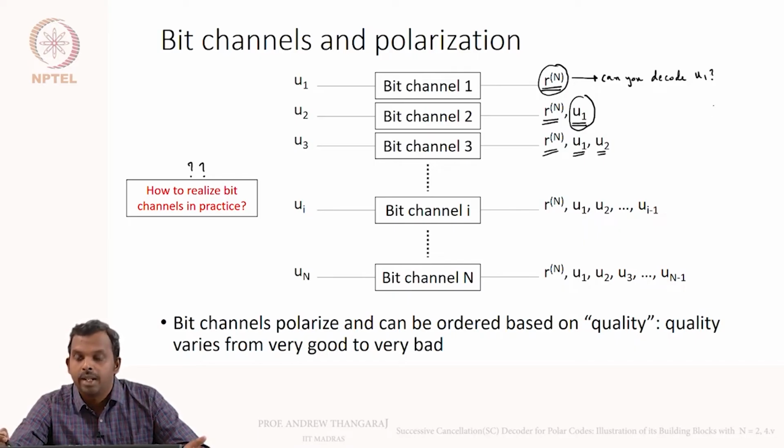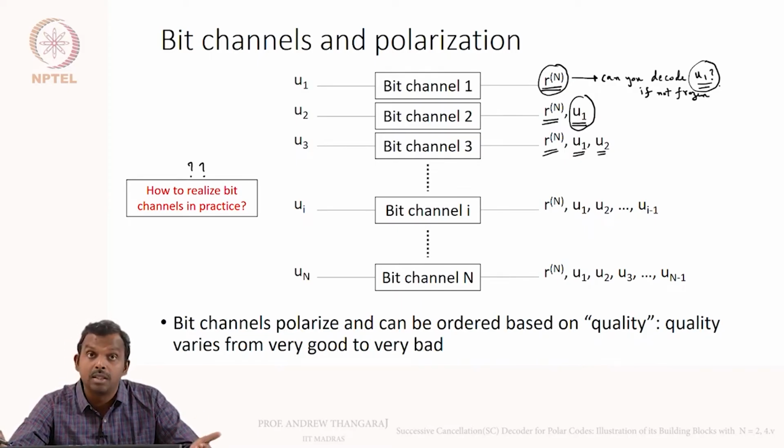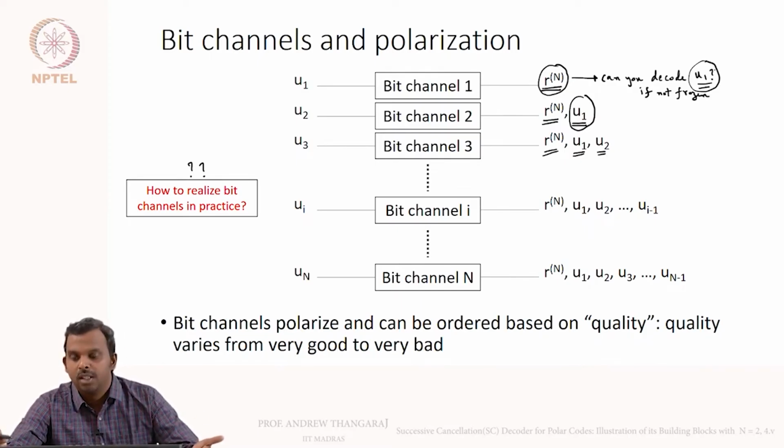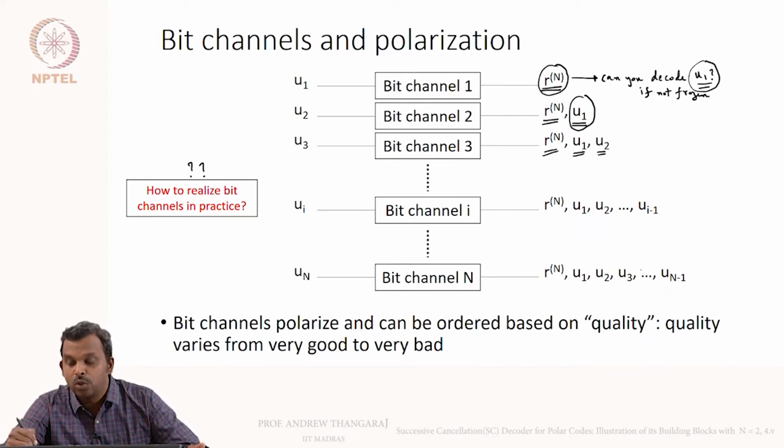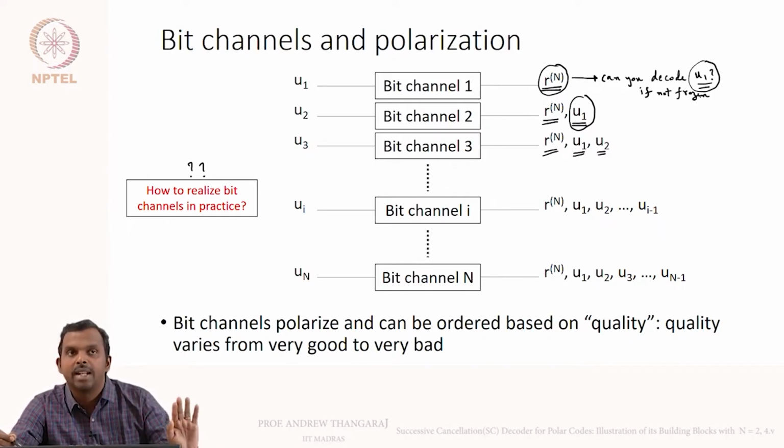Remember, in some cases u1 may be frozen. If u1 is a frozen bit, then you don't need to decode. If not frozen, can you decode? If it is already frozen, then you know it is 0. So all these positions, wherever they are frozen, you already know these u_i's. You don't have to do any special decoding. But if they are not frozen, then you need to decode. So that is the idea that is done to realize these bit channels.